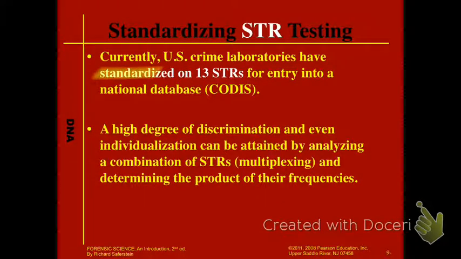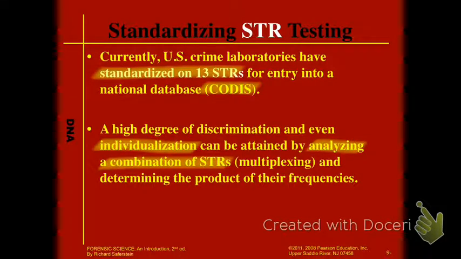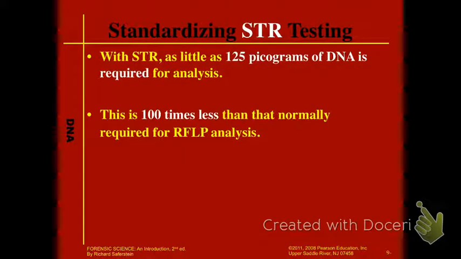U.S. crime labs have 13 STRs that are used to identify people. The database that's used to house all these DNA fingerprints is called CODIS. It's the National DNA Database. Individualization can come from analyzing these combinations of STRs and determining the product of their frequencies. With an STR, as little as 125 picograms of DNA is required for analysis. This is 100 times less than is required for RFLP analysis.